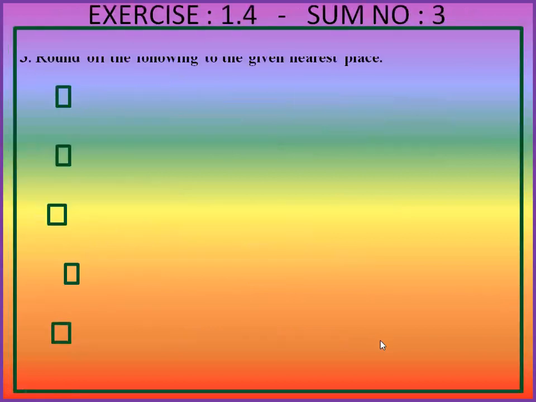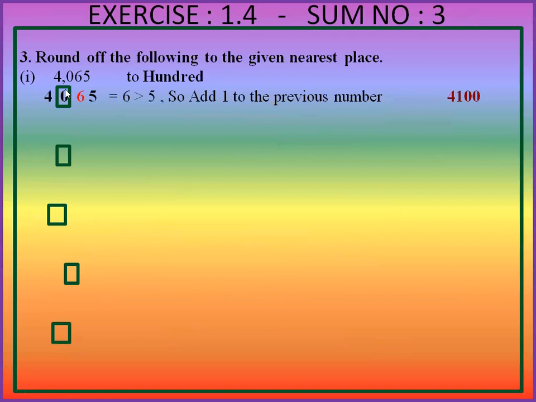Let's move to the next numbers. Round off the following to the nearest place. So first one is 4,065 to the nearest 100. The number is 4,065. So you have to round to the nearest 100. So the number which is blocked is hundreds place. So look at the number which is next to it. Next to it is 6. 6 is greater than 5. So you have to add 1 to the previous number. That is 1 to the hundreds place. So it becomes 4,100.